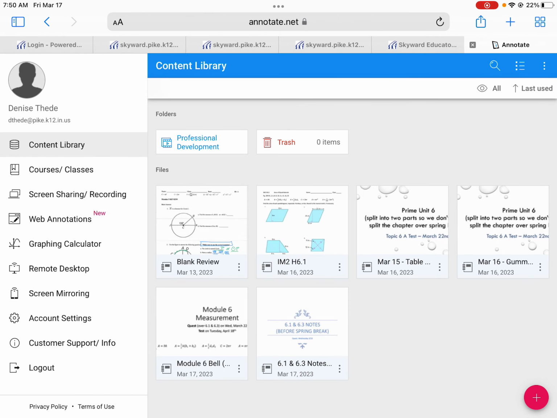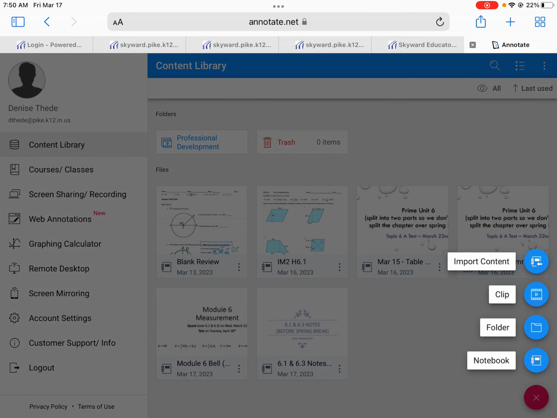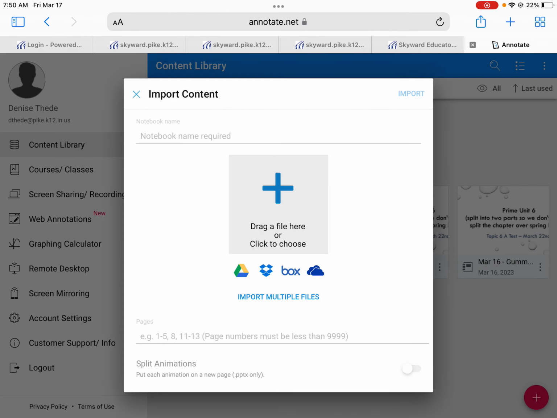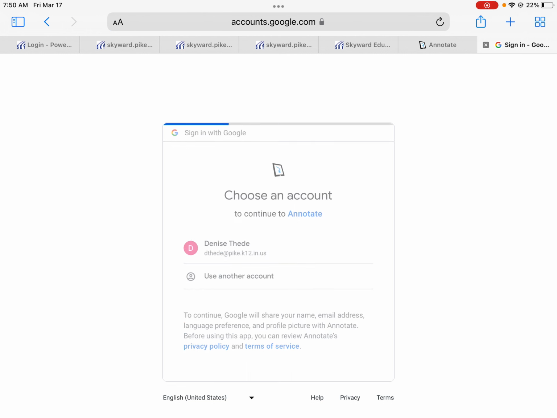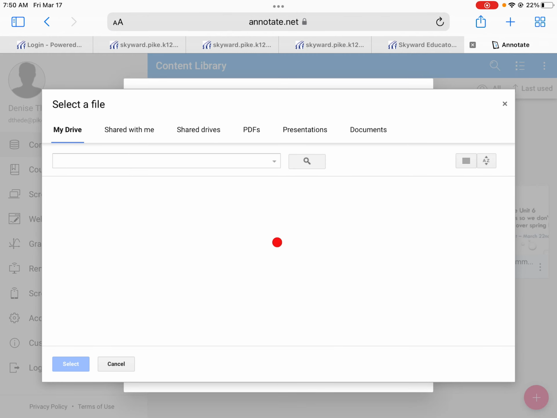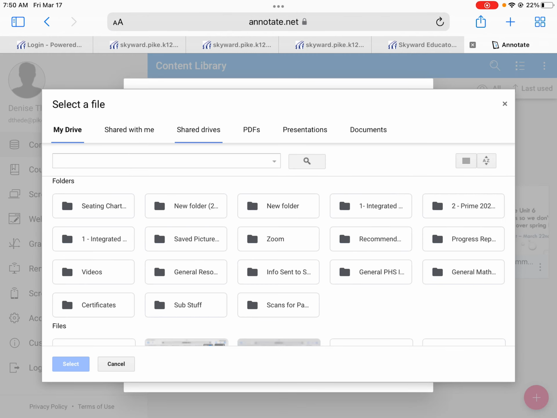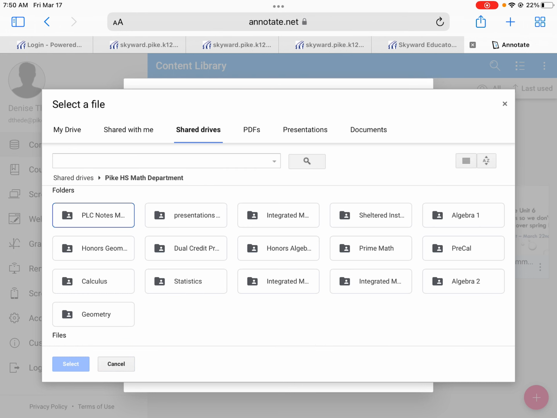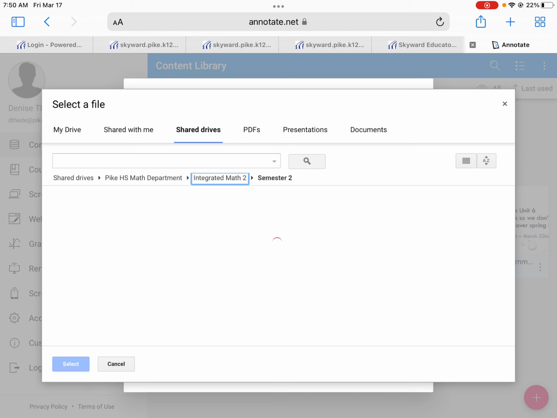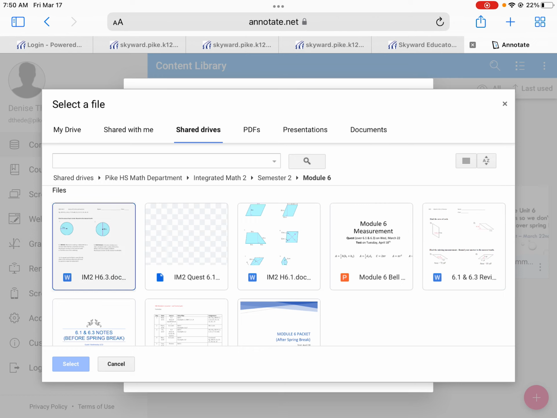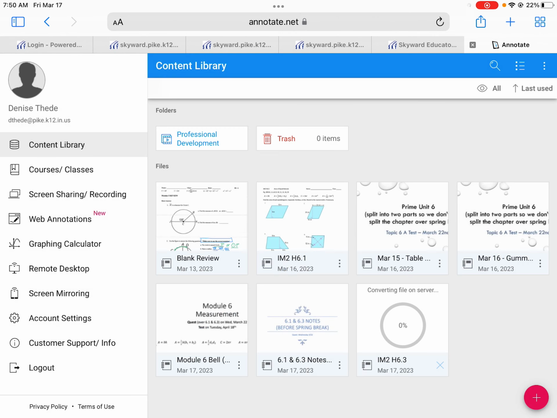So tonight, yes, there is homework because our test is Wednesday. Homework number 6.3. That should be the second to last homework. And of course, I don't have it, so I got to upload it really quickly. Shared drives, math department, Integrated 2, semester 2, module 6, homework 6.3, import.